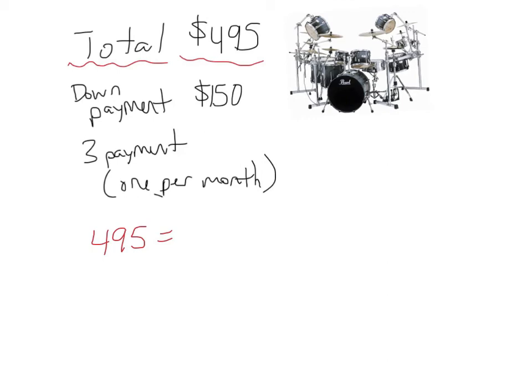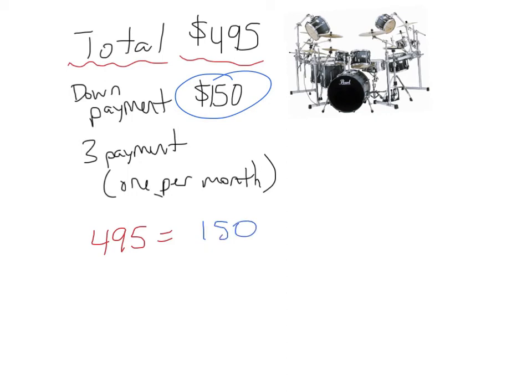So I'm going to write $495 equals. Okay, when I see a total, I'm going to write that total and set it equal to. Now, what do I set it equal to? Well, keep in mind it's $495, so whatever I put over here also has to be in terms of dollars. All right. So how do I get to that $495? We make a down payment of $150.